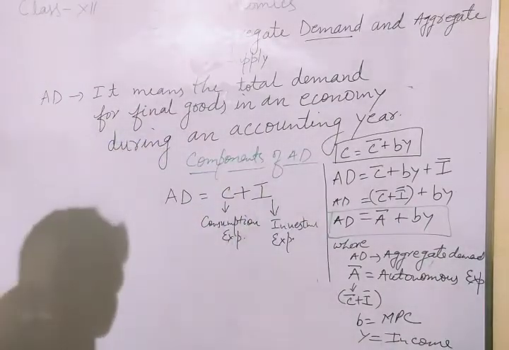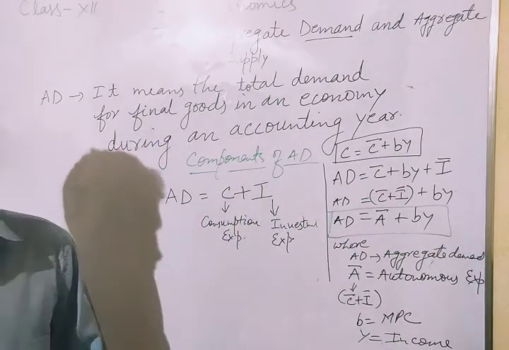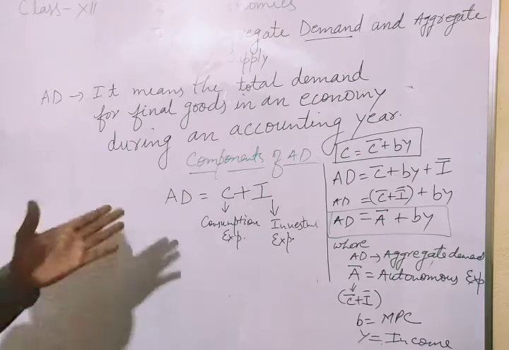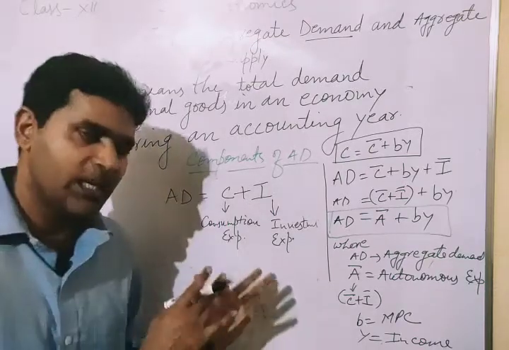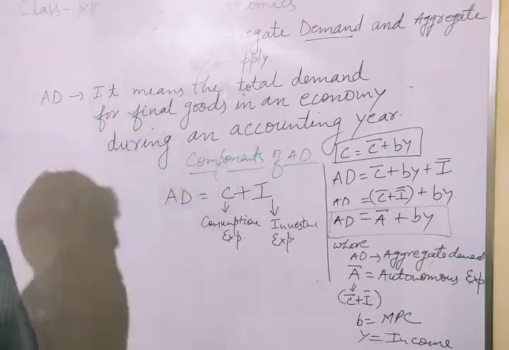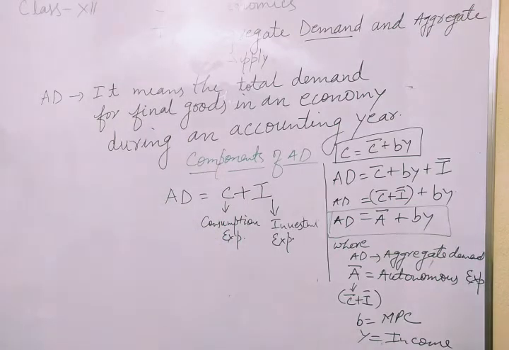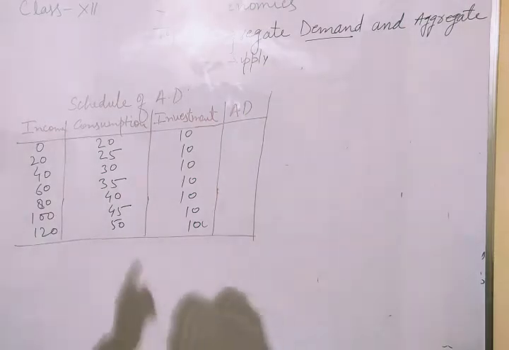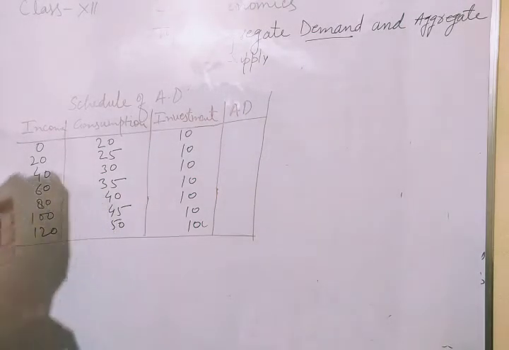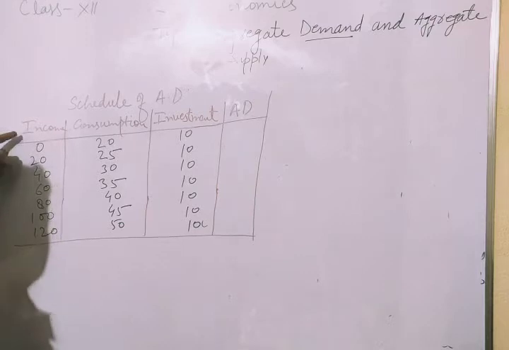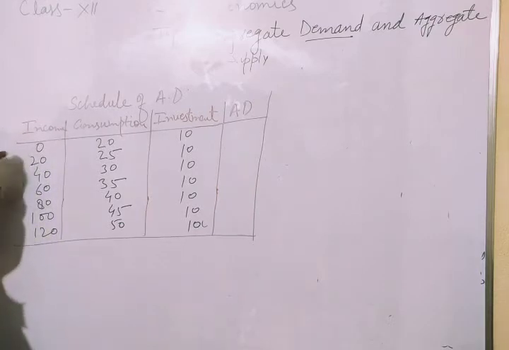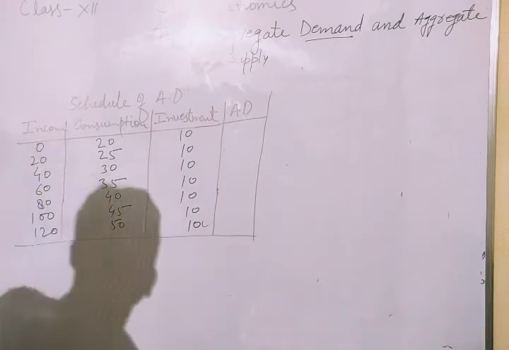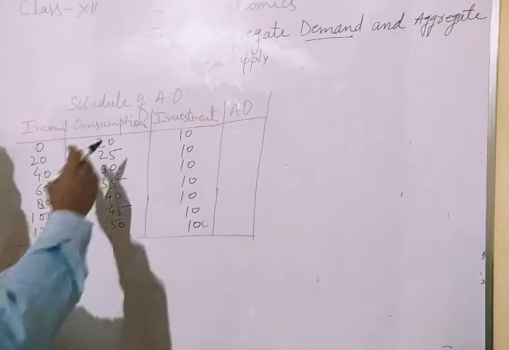Now you can pause and note it down. Now I will tell you the schedule and diagram of this aggregate demand. So this is the schedule of aggregate demand. We are putting income in the first column: 0, 20, 40, 60, 80, 100 and 120. Then consumption, which keeps on increasing.